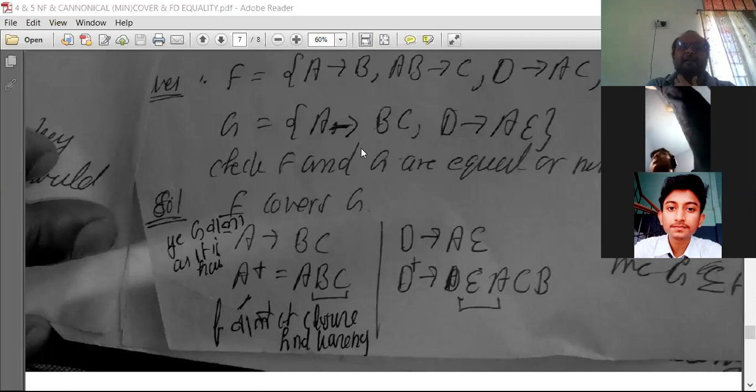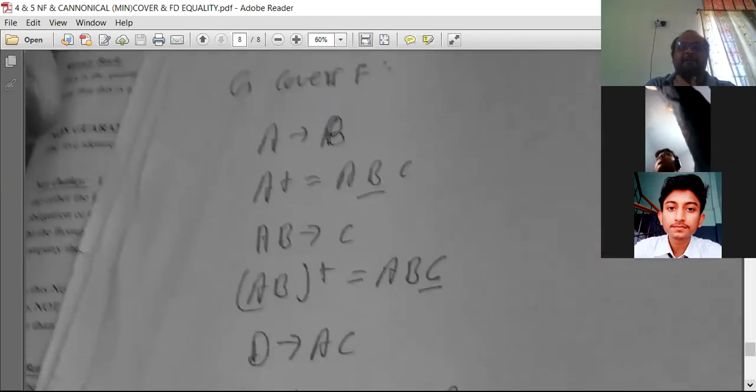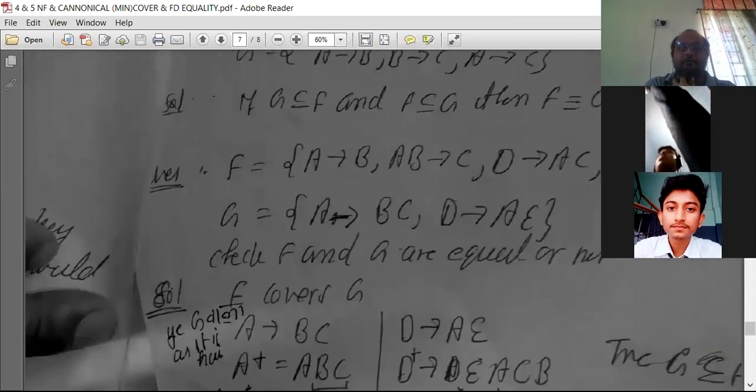Now the same method I have to repeat. I have to take all the functional dependencies from here, and I will find the closure from this one. So in a similar way, I've done this. For G covers F, I've taken A tends to B from the above table, and I found the closure from the second one. I'm finding the closure of A from this one. In a similar way, I will find the AB closure from this one. In a similar way, I will find the D closure from this one.